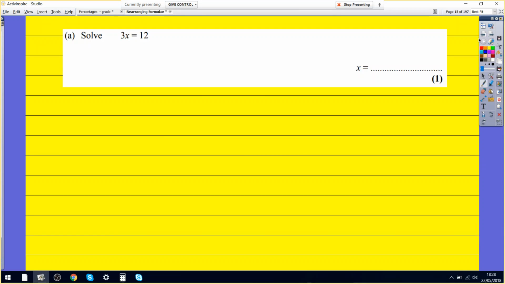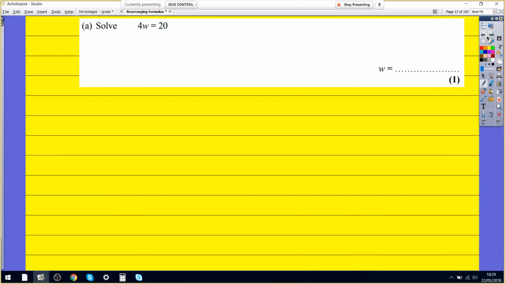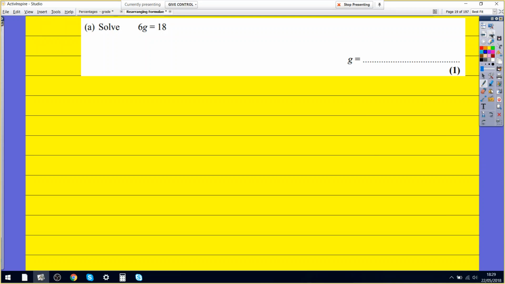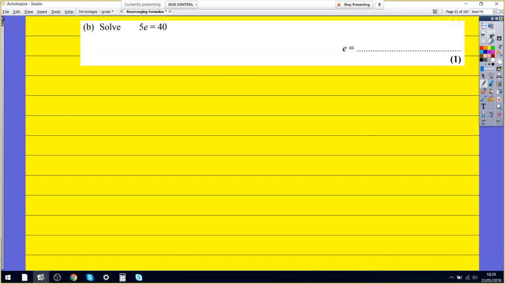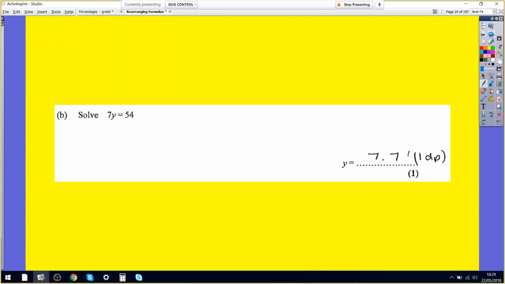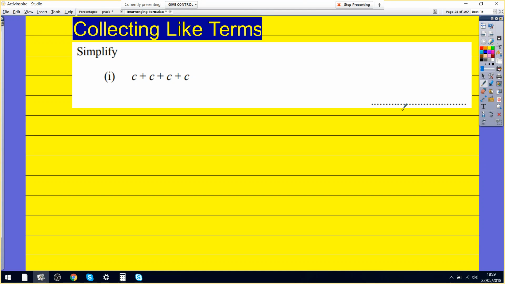So this one? 3x equals 12. 3 times x. 4. So let me see. Okay, collecting like terms. What will this be? Would that be 4c? Yeah.